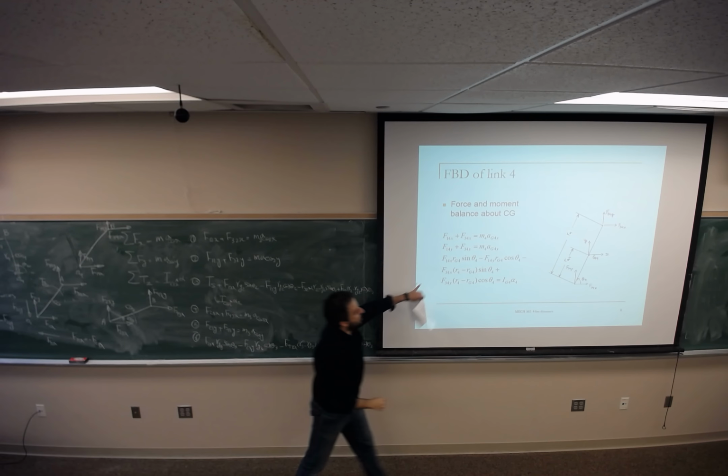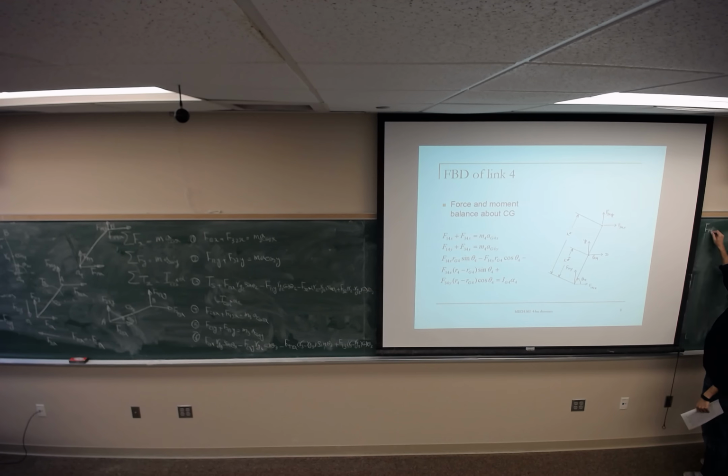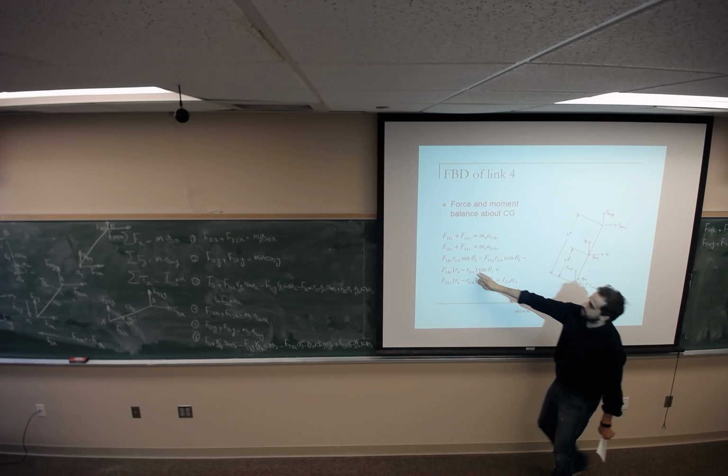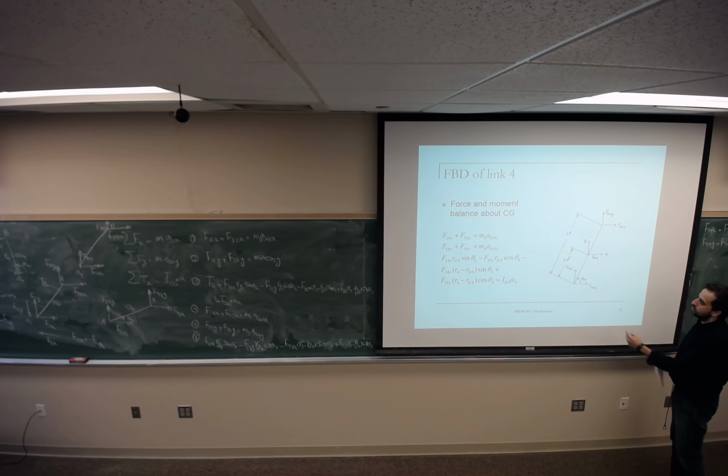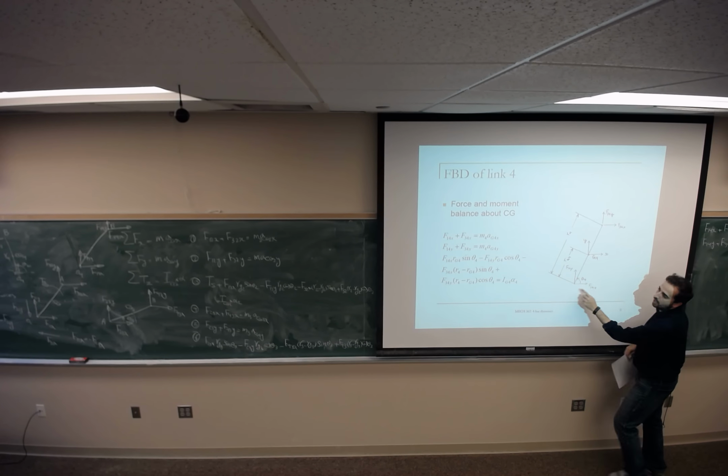And then write the equation: F14x plus F34x equals the mass of link 4 times the acceleration of the center of gravity of link 4 in the x direction. F14y plus F34y equals the mass of link 4 times the acceleration of the center of gravity of link 4 in the y direction. And this is the torque. This force times this distance. This distance is Rg4 times sine of theta 4.